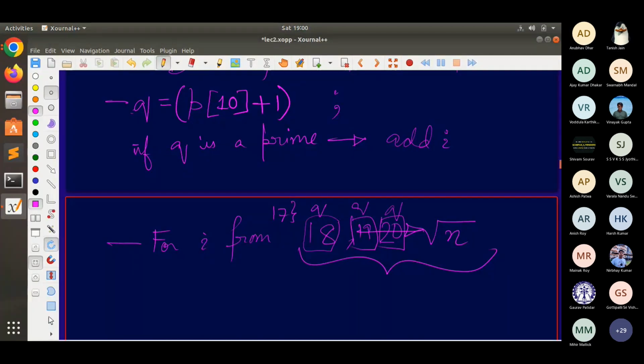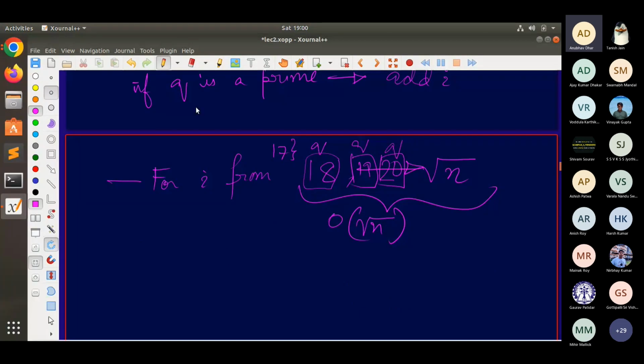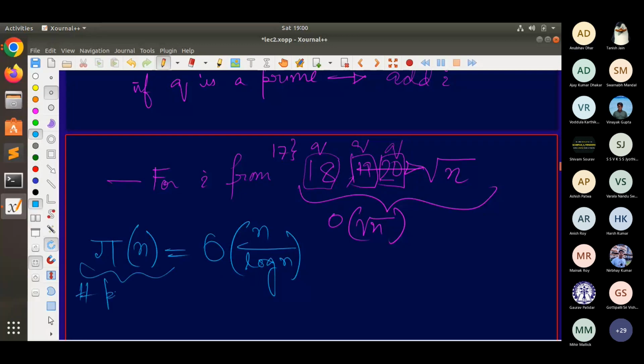Yes. So there are order of root n numbers over here. And for each prime checking, you can have... okay, I don't want to give you the estimate right now. So basically, there's a theorem that the number of primes less than a given number n, people call it pi n. This is actually order of n by log n. This is the number of primes less than n.